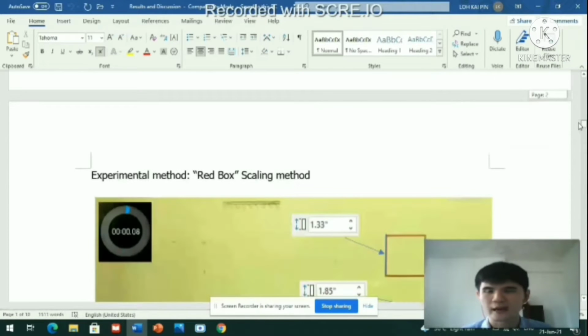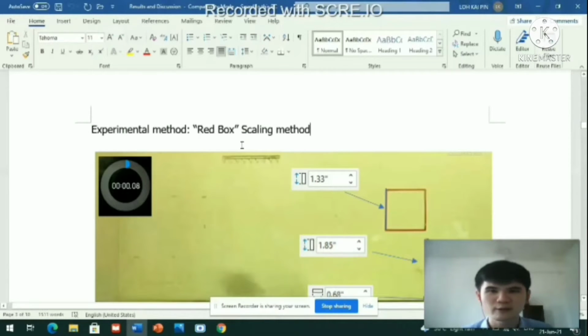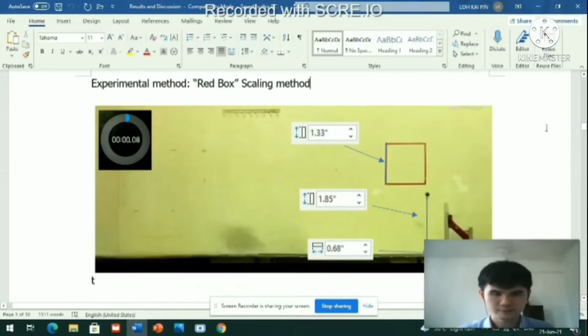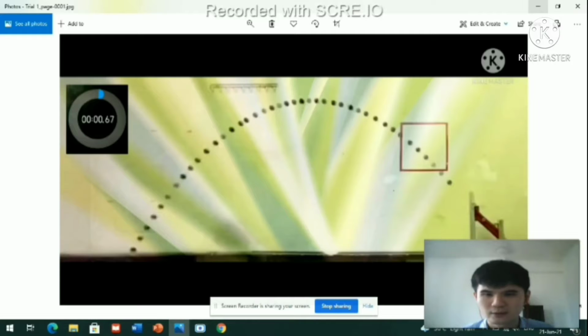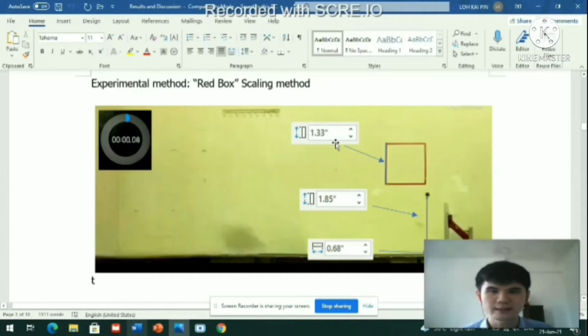An important thing is I would like to present one of the experimental methods, called the red box scaling method. We can see there is a red box on the wall in the experiment. By using PowerPoint, we know the height, and we draw a line horizontal and a line vertical to the ball. So we can get 1.23 inch for the height of the box.